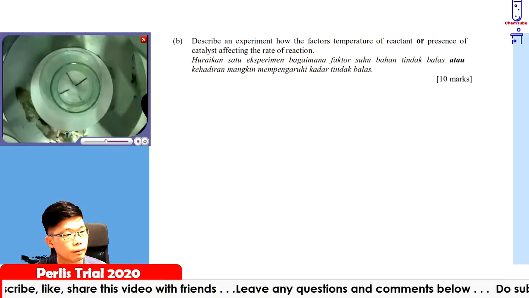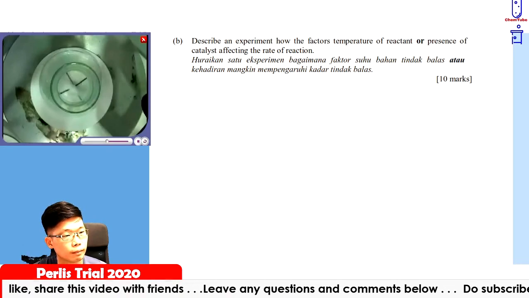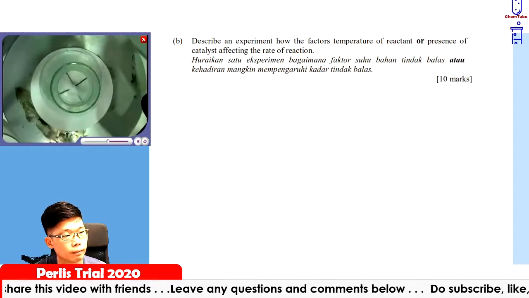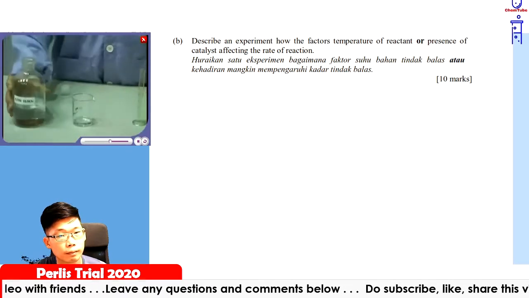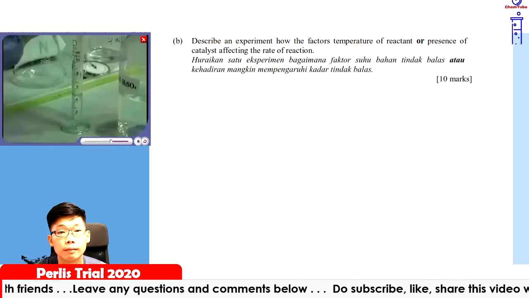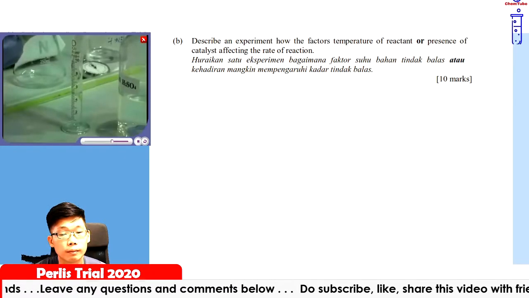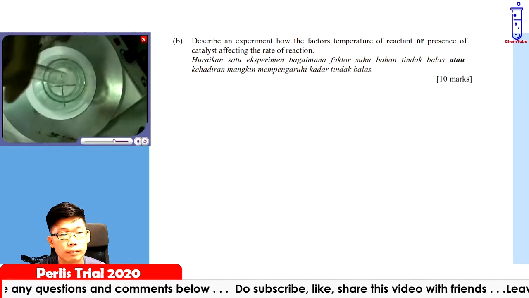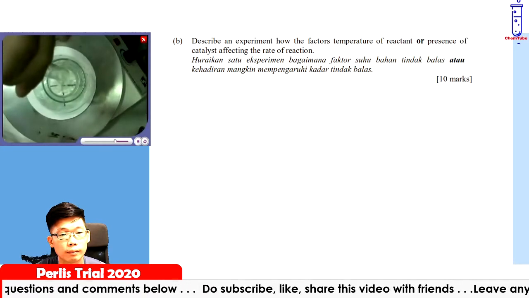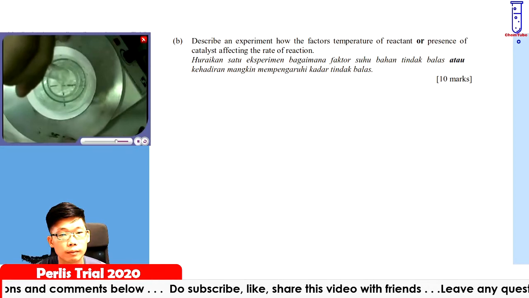Place the white paper with the X mark on the magnetic stirrer. Place the conical flask on the white paper. Measure 5 cubic centimeter of 0.5 mol per cubic decimeter of sulfuric acid. Pour the sulfuric acid into the sodium thiosulfate solution at one go.